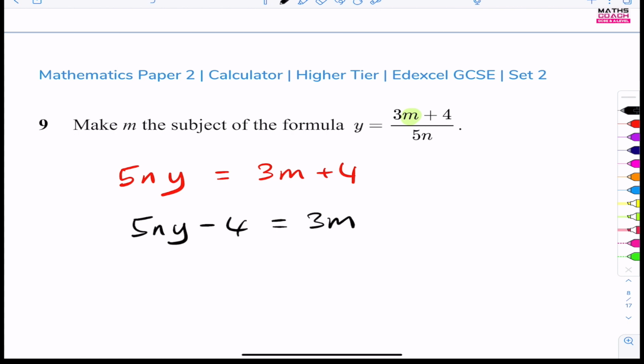Then we get rid of the 3. How do we get rid of the 3? What's it doing with the m? It's multiplying. So what's the opposite of multiplying? To divide. So now we have m on its own, and we're going to divide the entire side on the other side by 3. And that's our final answer.